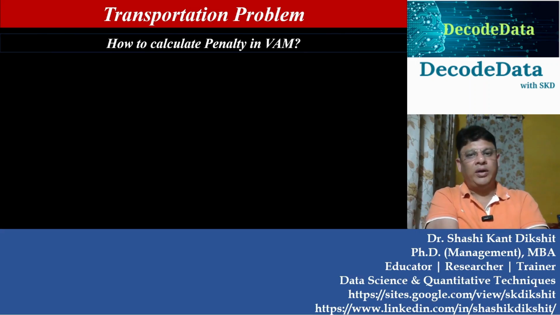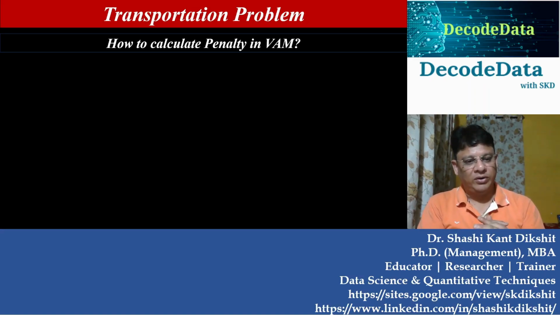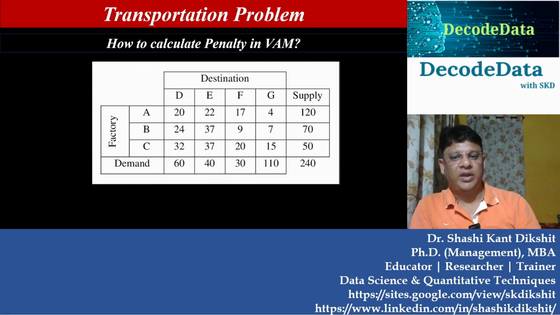Now, you know that we have three different methods: NWCM, LCM, and VAM method. And in case of VAM method, we first calculate the penalty, and based on the penalty, we basically solve the entire transportation problem, right? Now, let me take one example. In this case, we have three factories A, B, and C, and destinations D, E, F, and G. Four destinations and three factories are there.